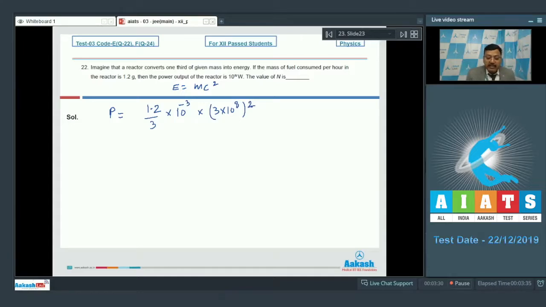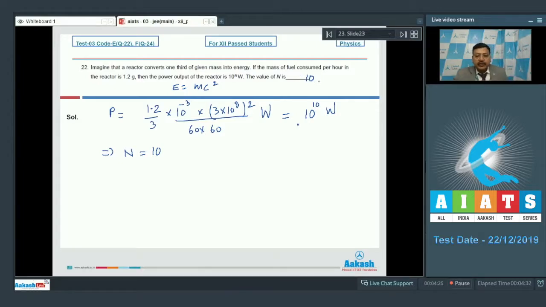But this is the energy being produced in 1 hour, and to find the power we need to divide this by 60 into 60. Those many seconds are there in 1 hour. So now we get this value in watt, of course. If we simplify it further, we will find that this simplifies to simply 10 to the power 10 watt, and which means the value of n is 10. So answer to question 22 is 10.